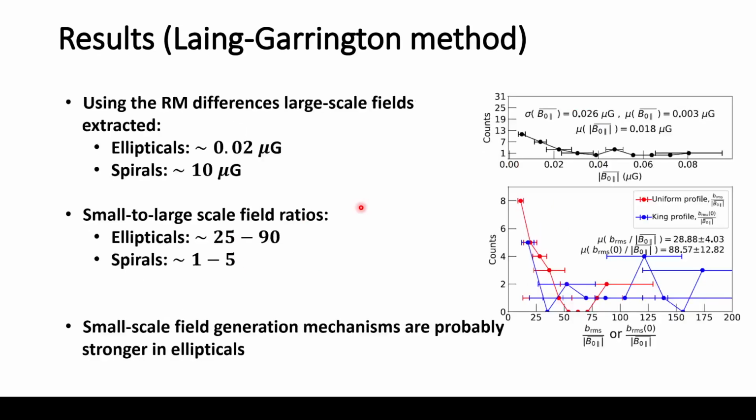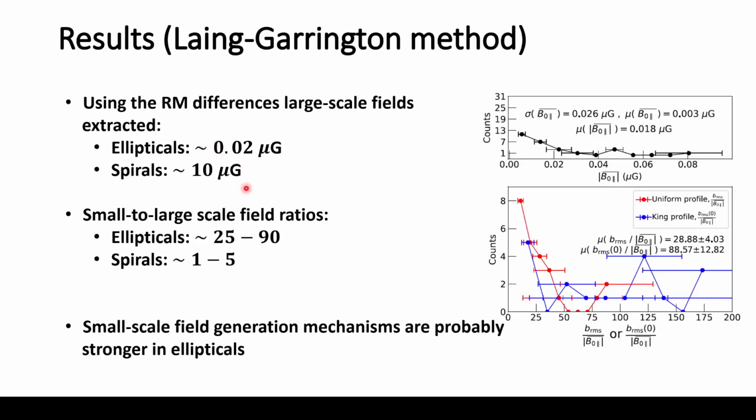Additionally, we use the difference in the Rm values between the jet and the counterjet to calculate the large-scale magnetic fields in the elliptical galaxies. The strength of large-scale magnetic fields is extremely low. This is expected because there is a lack of large-scale dynamics in elliptical galaxies.